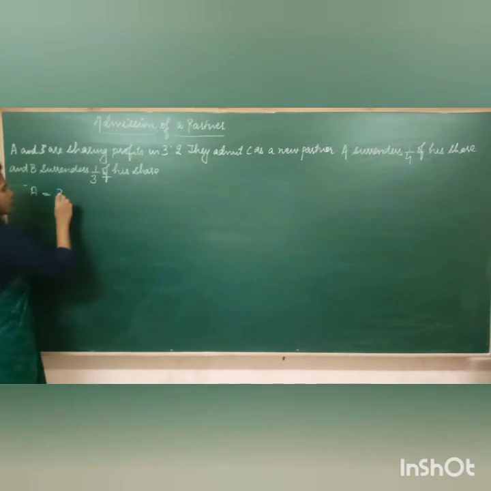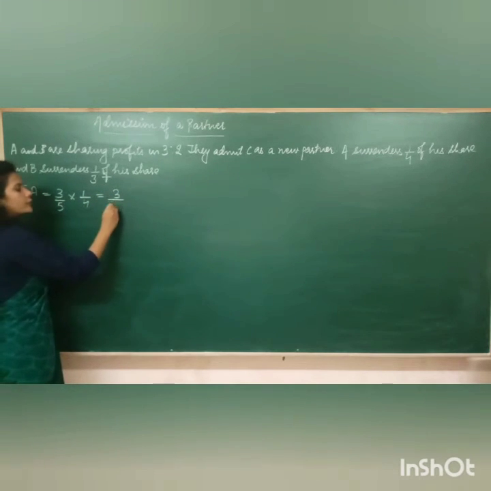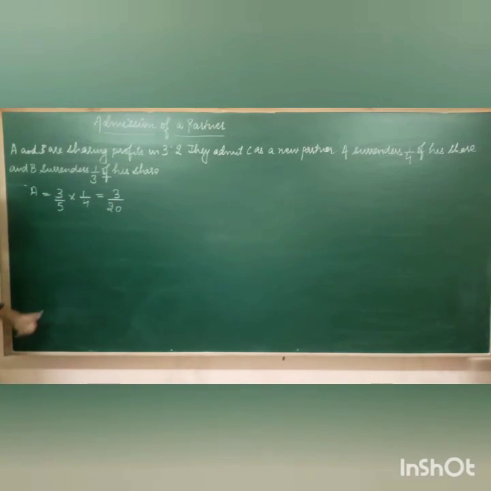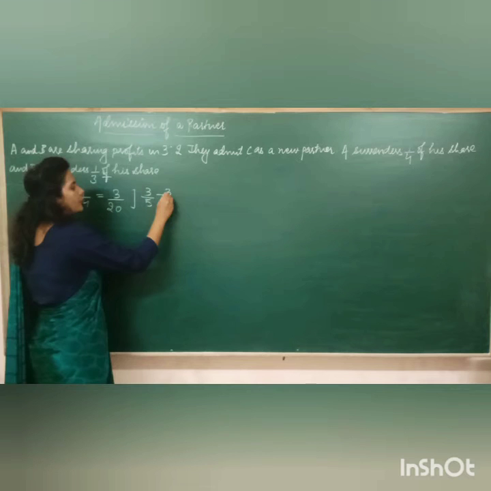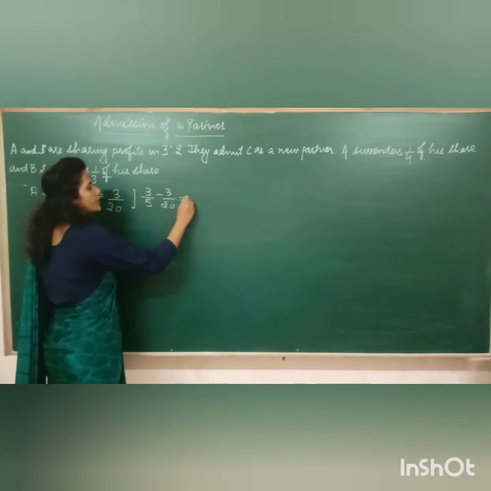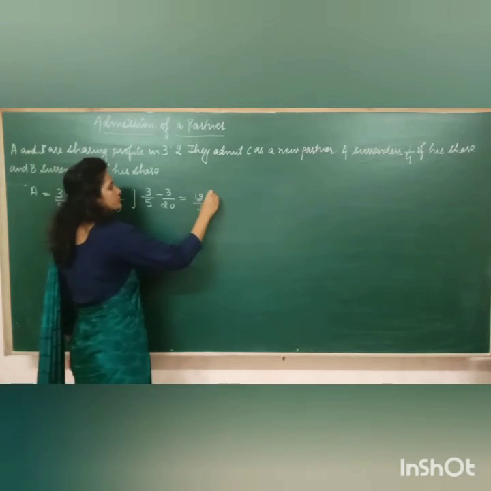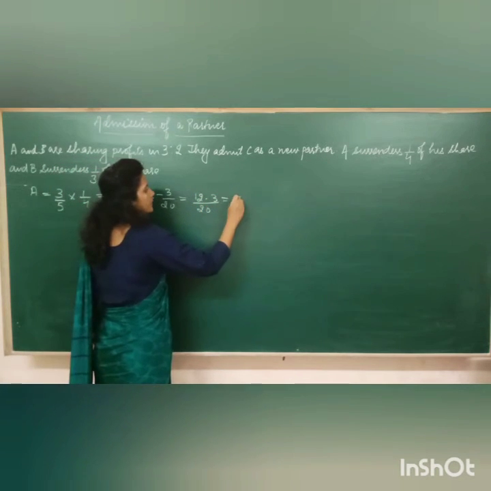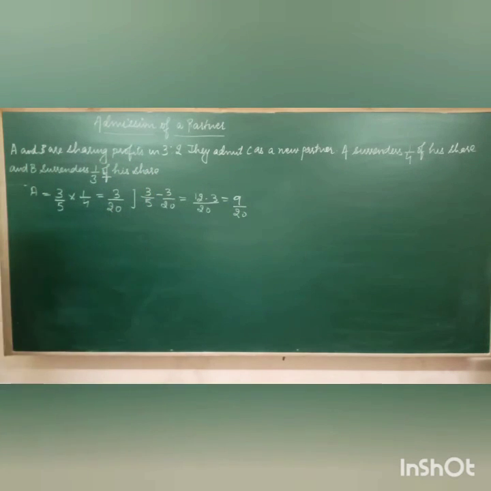A's share is 3 upon 5. A has surrendered 1/4 of his share, अपने share का 1/4. So we need to first of all calculate 1/4 of A's share. 1/4 of A's share is 3 by 20. It means that out of his share, 3 by 20 he has given to C. So it means A's new share is 9 upon 20. I hope this point is clear.